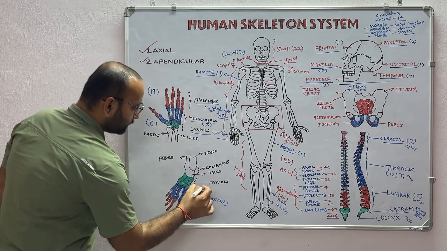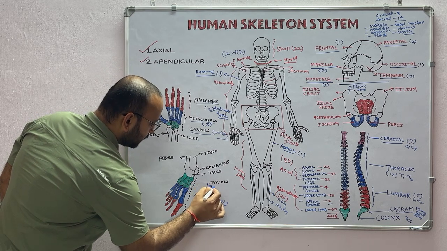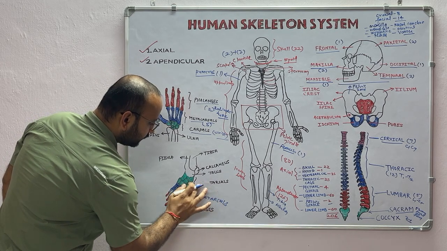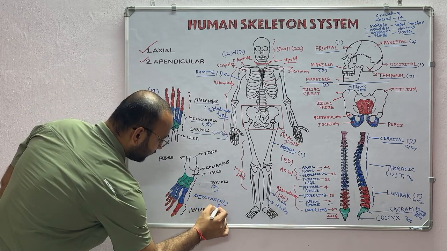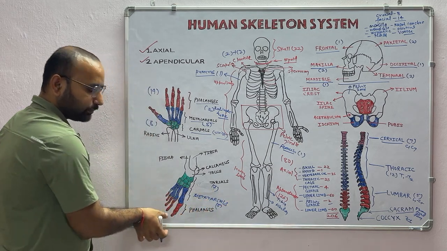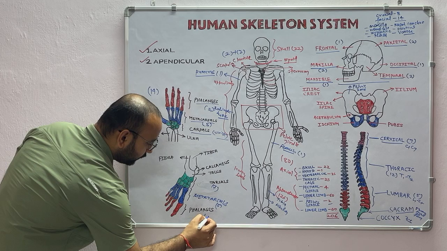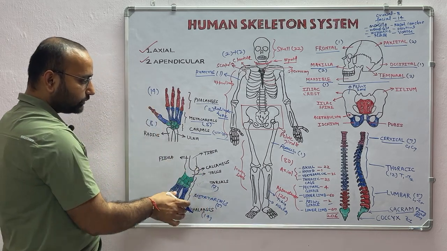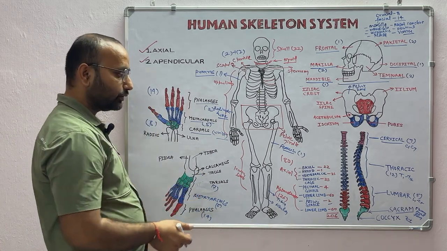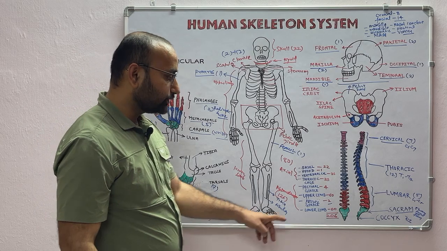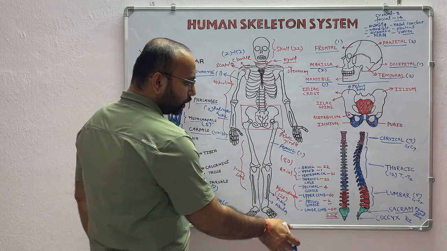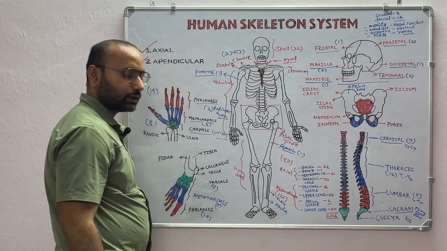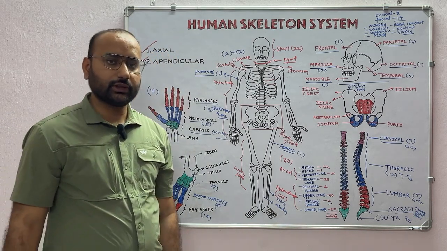So the tarsals are 14 in number. On a single foot, it is 7 in number. Then you have metatarsals, they are 5 in number, and phalanges, which are part of your toes, they are 14 in number. So if you multiply these numbers by 2 and then add together, then you will get 60 total bones in the lower limb. So if you add all these numbers, then the total number will be 206 bones.